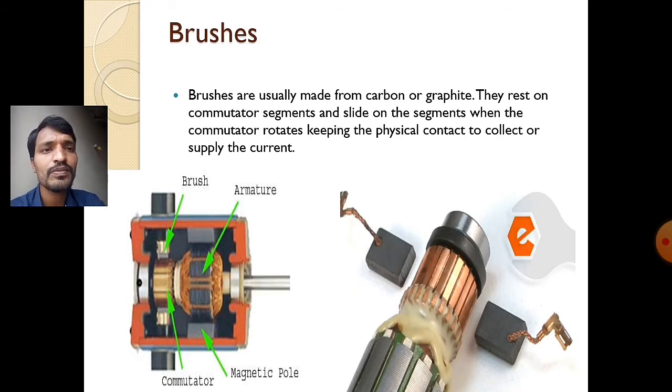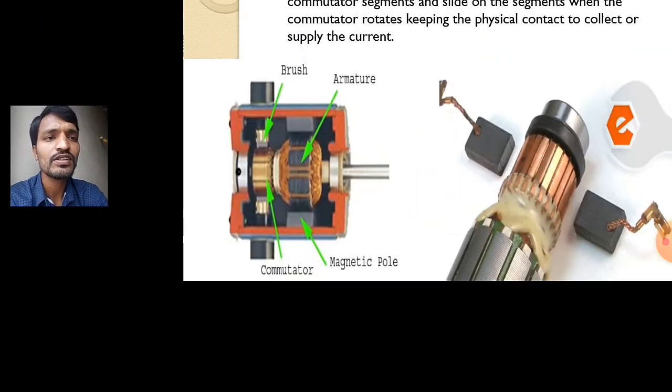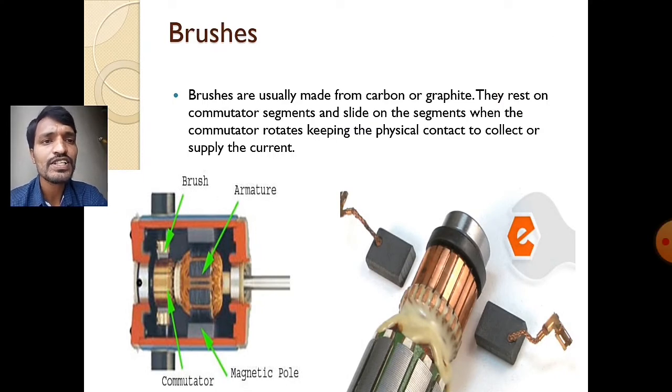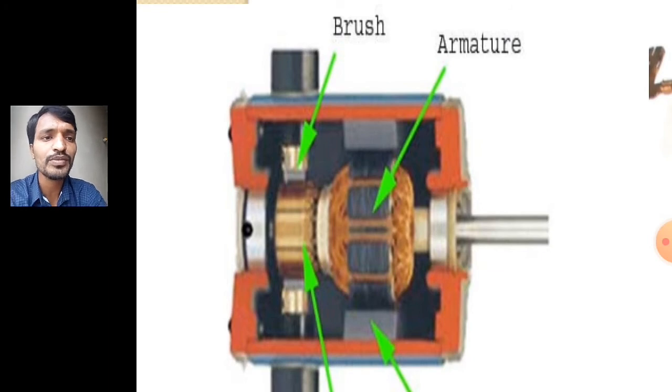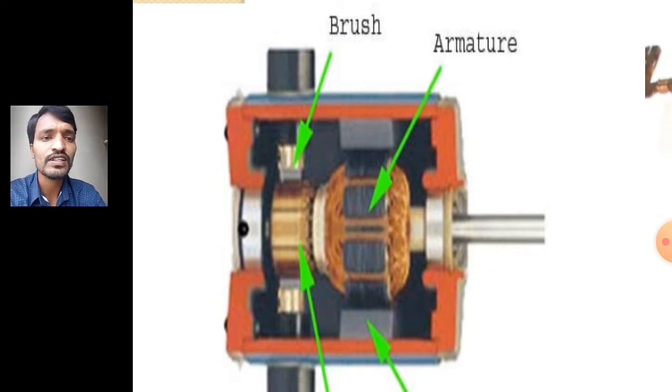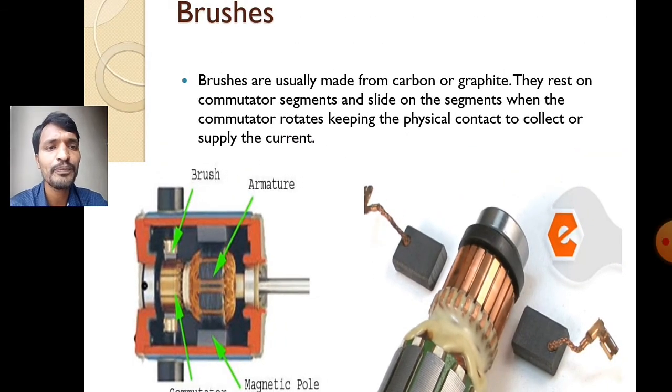Next, coming to brushes. Brushes are usually made up of carbon or graphite. This is a brush. They rest on the commutator. Here you can see in the first diagram, the brush is resting on the commutator. This inner circle is the commutator, and the outer pointing tools are the brushes. These rest on the commutator segments and slide. The brushes have a sliding property while the rotor is rotating.